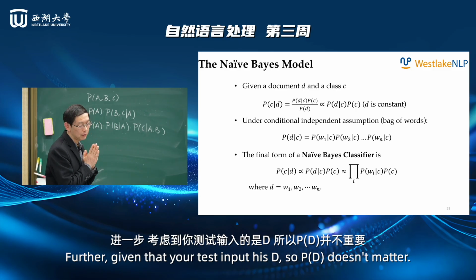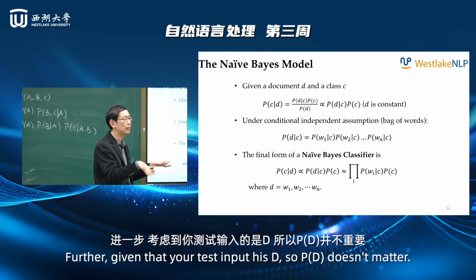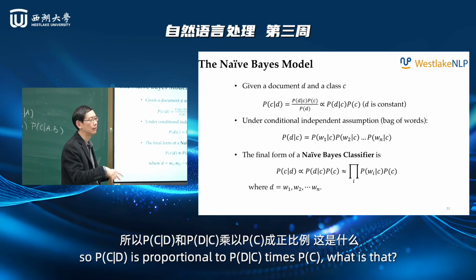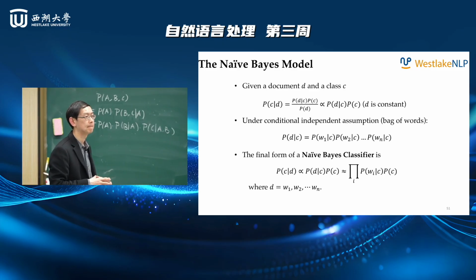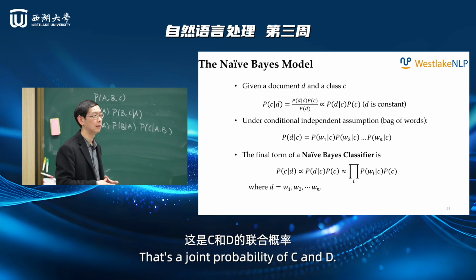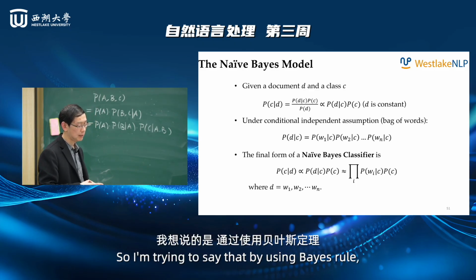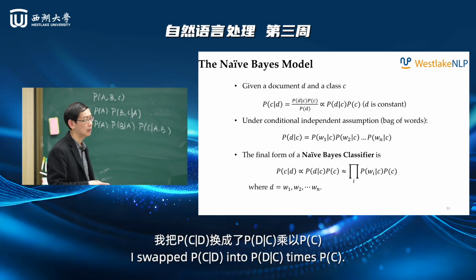And then further, given that your test input is D, P(D) doesn't matter, right? You only want to compare different C given this D. So P(C|D) is proportional to P(D|C) times P(C). What is that? That's the joint probability of C and D, right? So I'm trying to say that by using Bayes' rule, I swapped P(C|D) into P(D|C) times P(C).